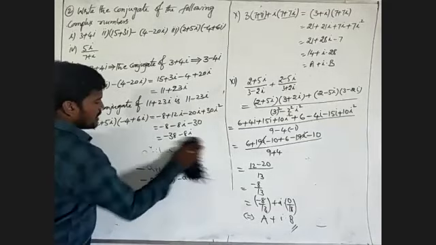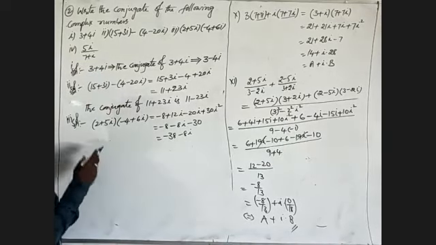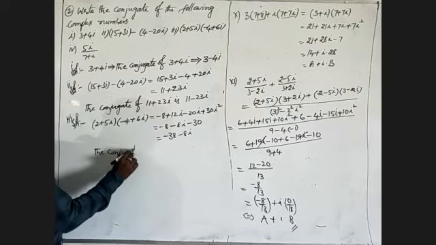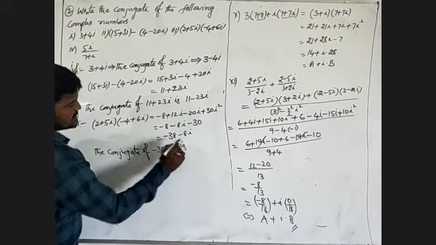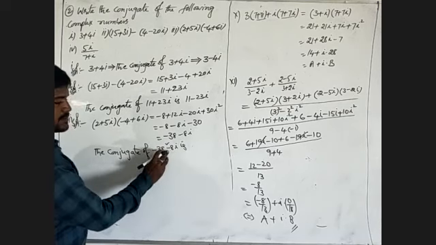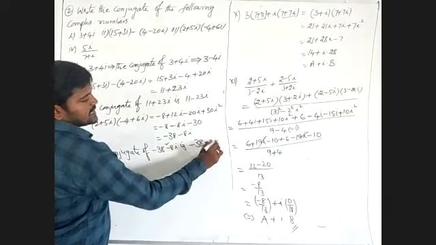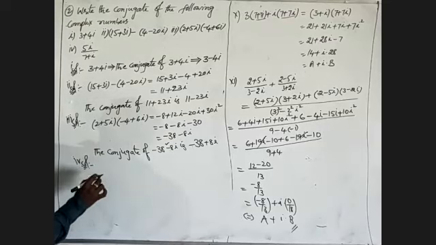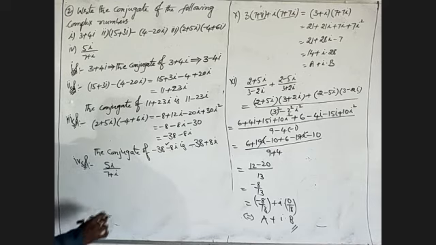That means we have to write the conjugate of minus 38 minus 8i. The conjugate of minus 38 minus 8i: we change the middle symbol minus to plus, so I will write minus 38 plus 8i. Now I am going to the fourth one. What is asked in the fourth one? That is 5i by 7 plus i is given.